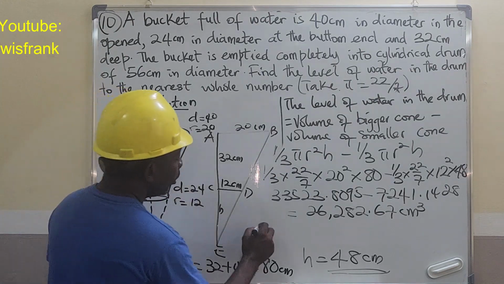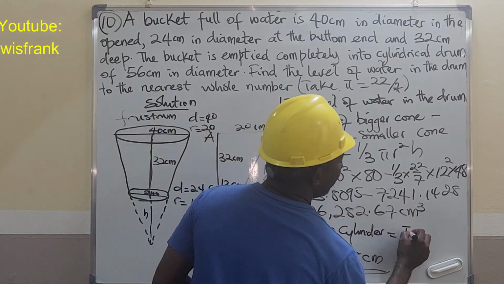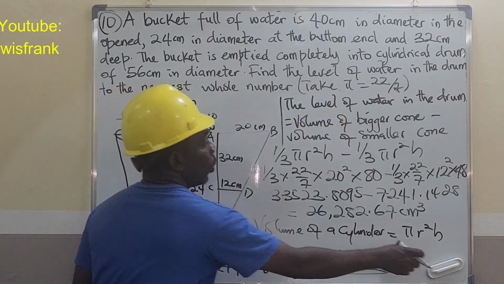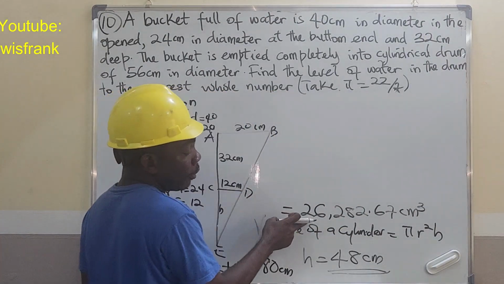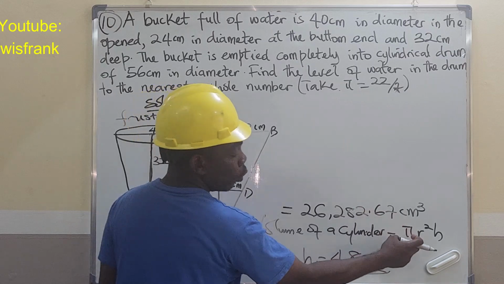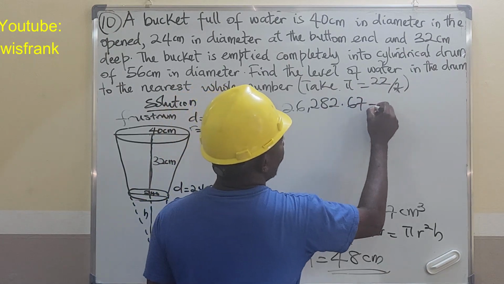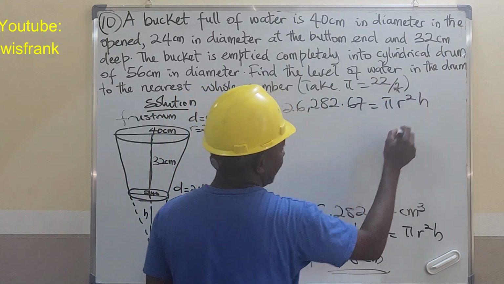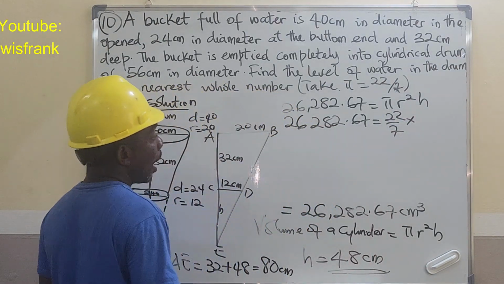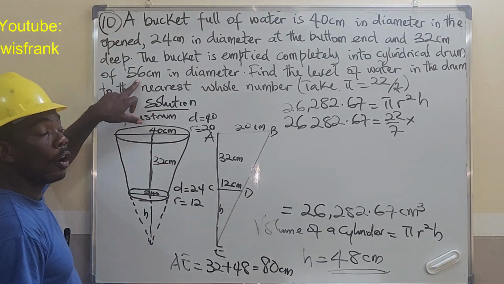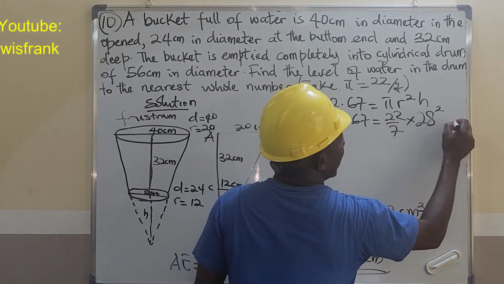So here, the volume of the cylindrical drum, volume of a cylinder equals pi r squared h. So we clean this. So as we said, this is the volume of the cylinder. This is the volume of water from the frustum, which will be equal to this. So we have 26282.67 equals pi r squared h. So this is the same thing as 22 all over 7 times r. Our r, we take it from the diameter of the cylinder, which is 56. So our r will be 28 squared times h.